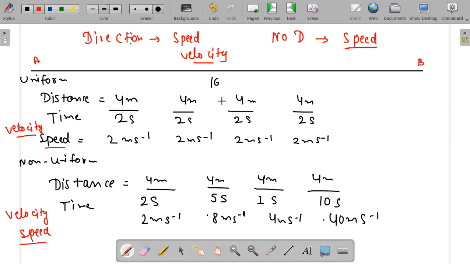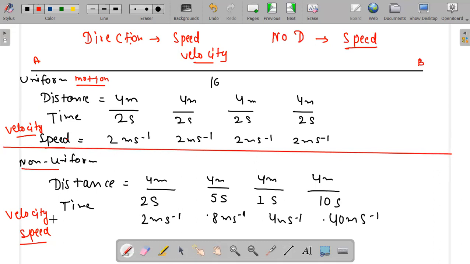So this is uniform and non-uniform motion. From uniform motion we can get uniform velocity or uniform speed, and from non-uniform motion, you can get non-uniform velocity and non-uniform speed. Remember that speed and velocity are same. If you are provided with direction, you can find both of them, and if you are not provided with any direction, then you can find only speed. So for finding velocity, you need to know about direction. Other than that there is no difference.